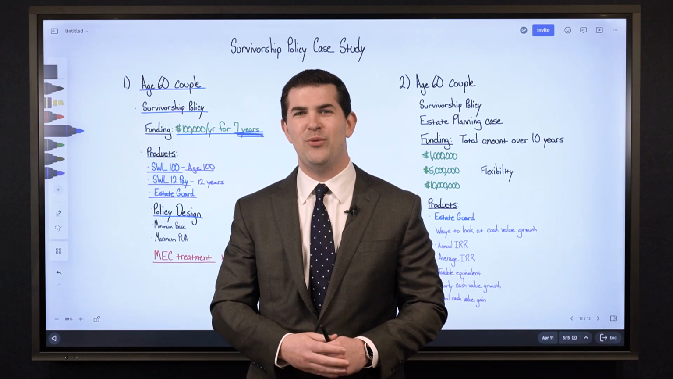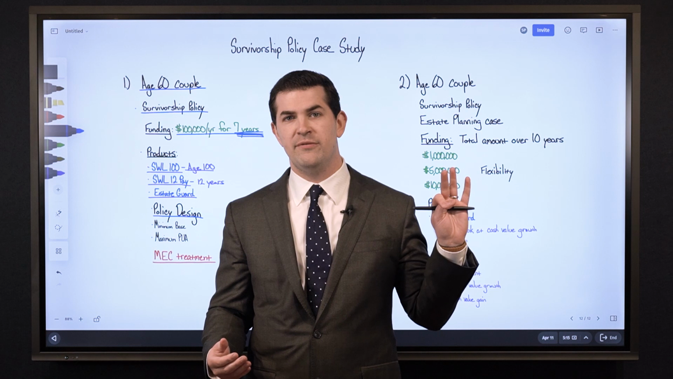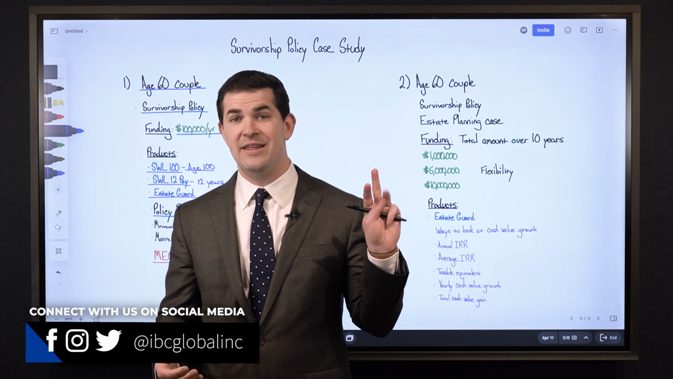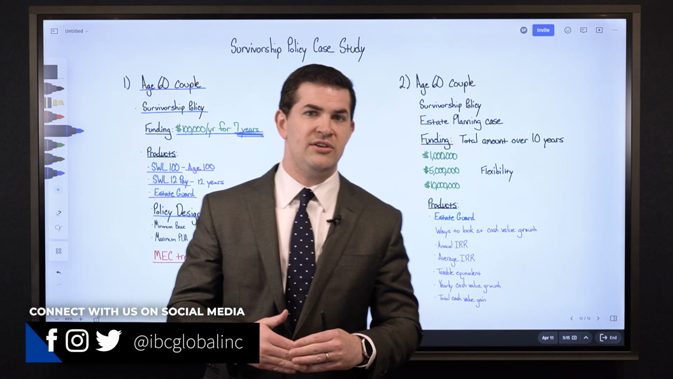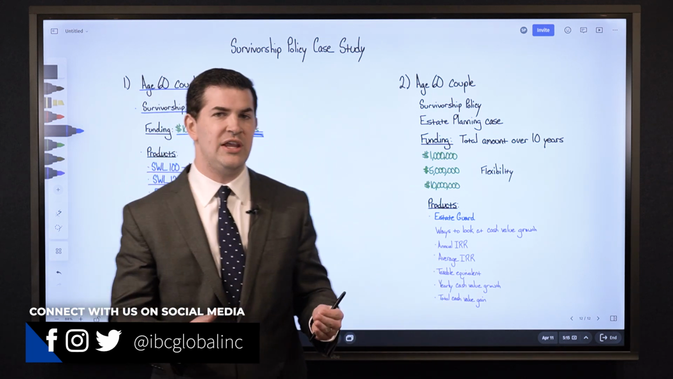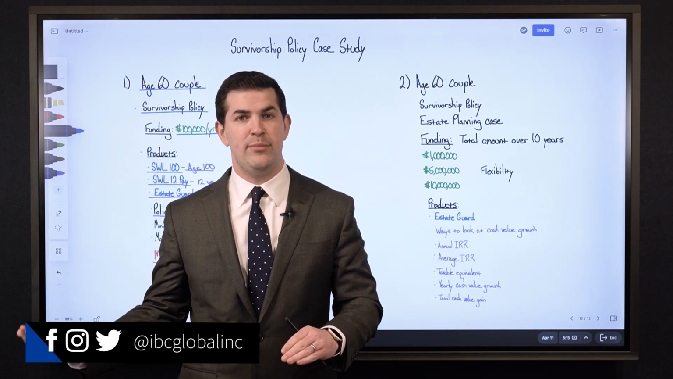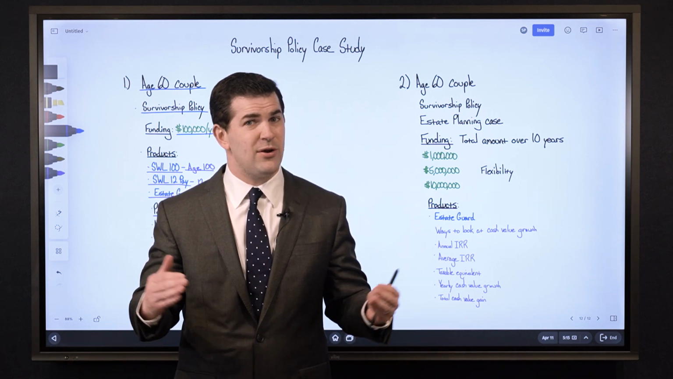In today's video, we are going to look at a survivorship policy. We're going to look at 3 different funding scenarios, a total of $1 million, $5 million, and then $10 million going into a survivorship policy, which are common numbers you will see when it comes to survivorship policies, as they are typically used for estate planning cases. However, if you're interested in cash value, they can be very attractive.